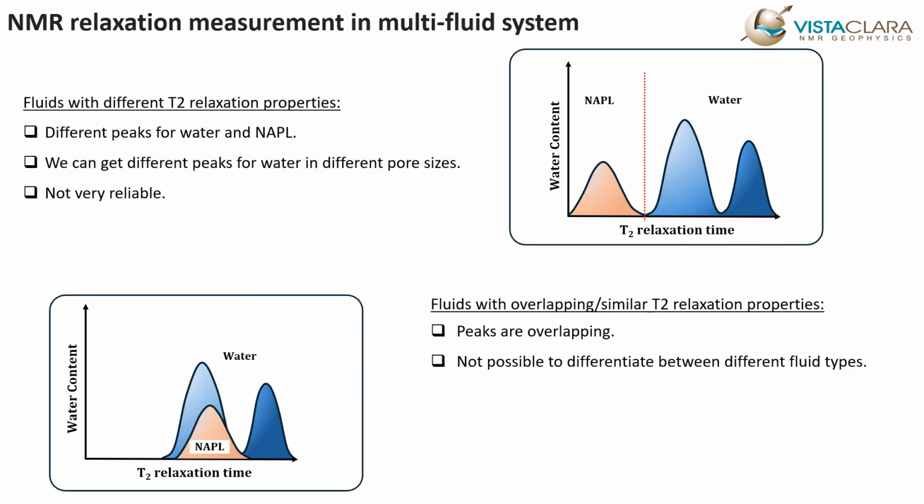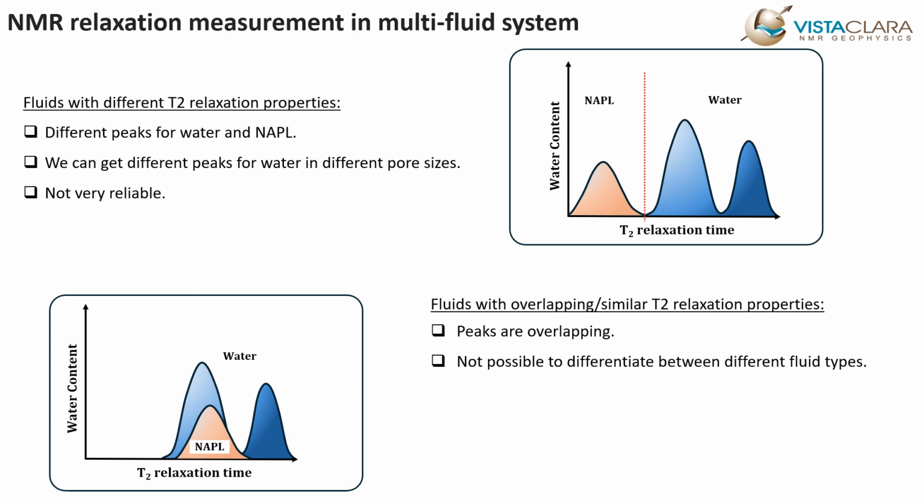However, what happens if we use that sequence in a multi-fluid system? Let's imagine we have water and oil, and these two fluids have different relaxation properties. So we can say that everything we detect with the smaller T2 relaxation times is basically the signal of oil, and then we can clearly differentiate between them.